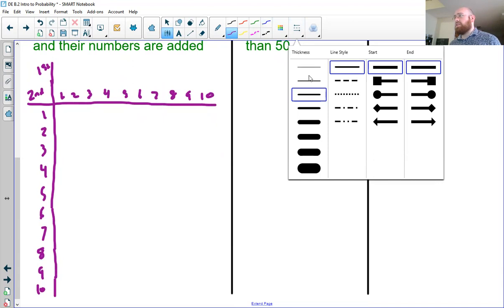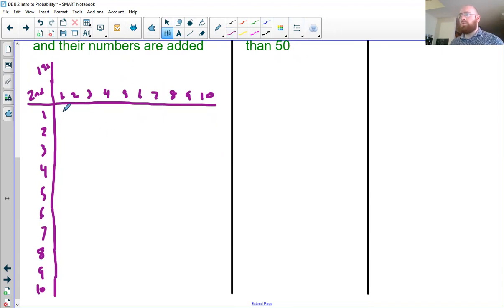Let me change my line thickness for a moment though. So we have 2, 3, 4, 5, 6, 7, 8, 9, 10, 11. And then we have 2, 4, 6. Hold on, I'm suddenly multiplying, but I should still be adding. So let me go back a couple terms. So 2 and 2 is 4.